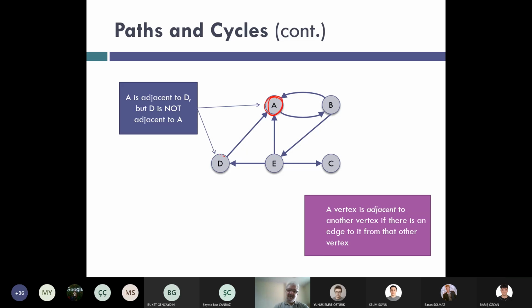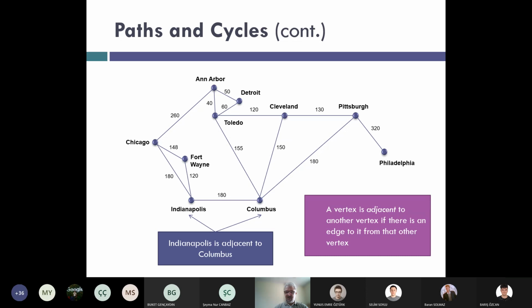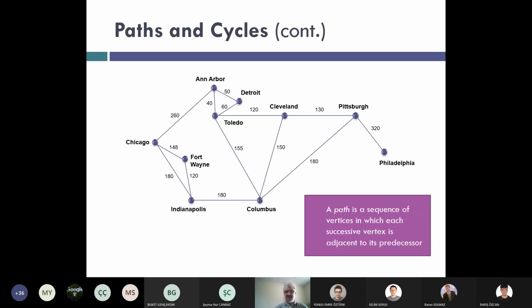But if the graph is directed, A is adjacent to D, so we can go from D to A, but D is not adjacent to A. So D cannot be reached from A directly, but A can be reached from D directly, right? A direct edge from D to A, so A is adjacent to D. But in undirected graphs, Indianapolis is adjacent to Columbus, and Columbus is adjacent to Indianapolis, since it is undirected, right?